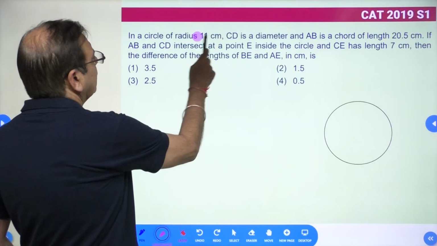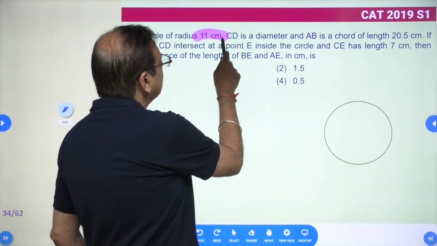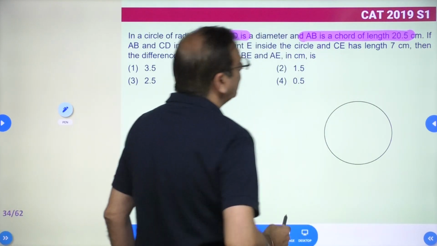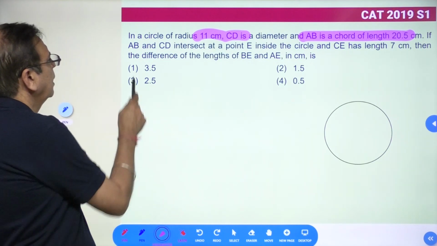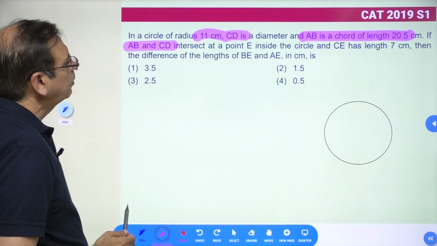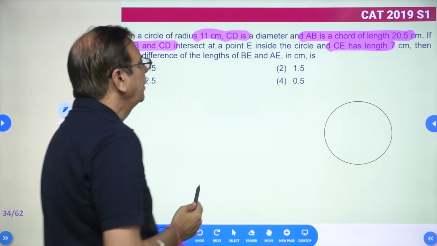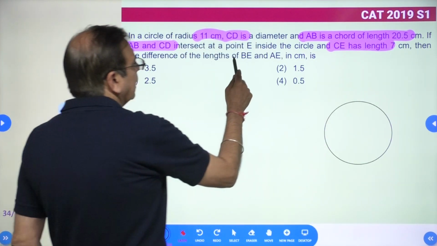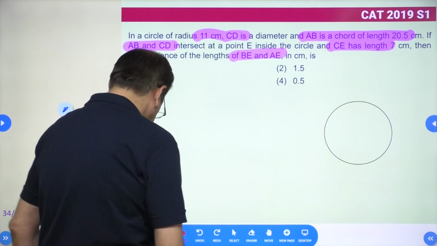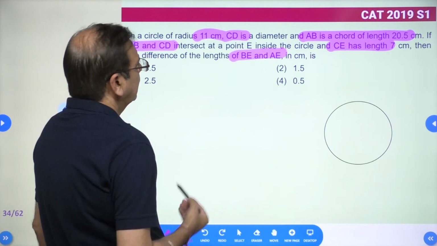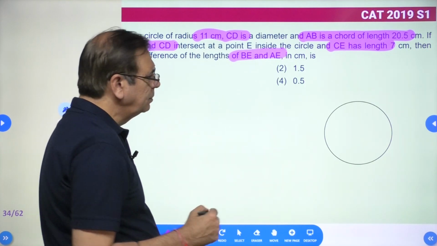On a circle of radius 11 centimeter, CD is a diameter and AB is a chord of length 20.5 centimeter. If AB and CD intersect at point E inside the circle and CE has a length of 7 centimeters, then the difference in the length of BE and AE will be how much? Okay, let's make the diameter first.